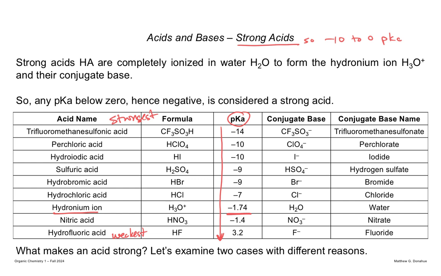So if we're just interpreting this table and we pick out, say, any two acids, say we pick out sulfuric acid, that has a pKa of -9, we would say that is a stronger acid than nitric acid, which has a pKa of -1.4.